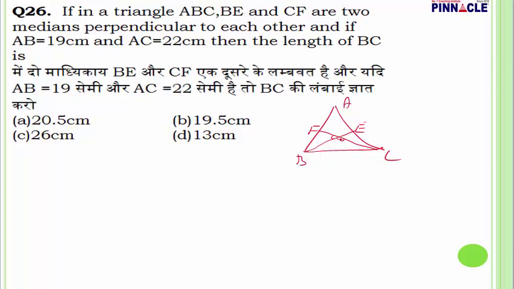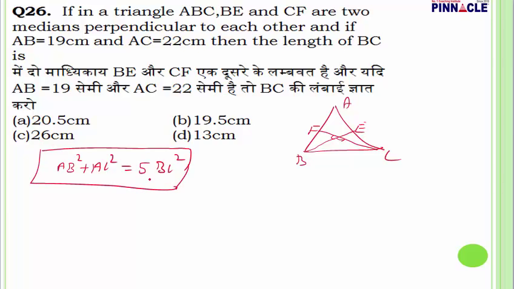Now if you find this kind of expression, then AB square plus AC square is equal to 5 BC square. This important short trick you must know. If you know this, then AB is 19 and AC is 22, so AB square, that is 19 into 19, plus AC square, that is 22 into 22, should be equal to 5 BC square.